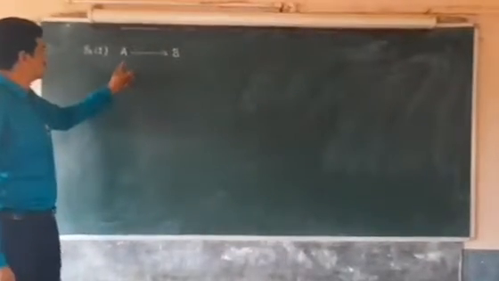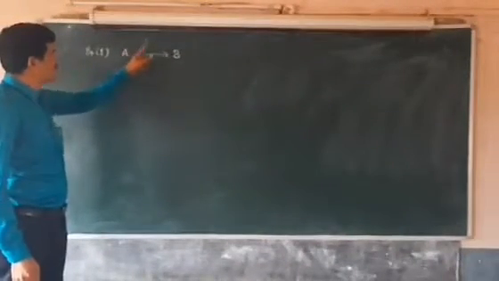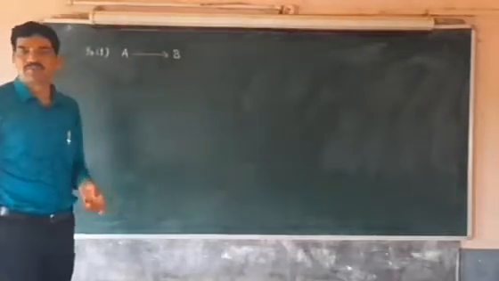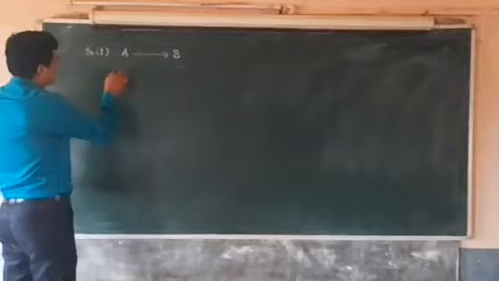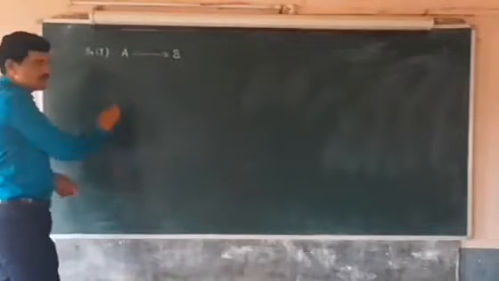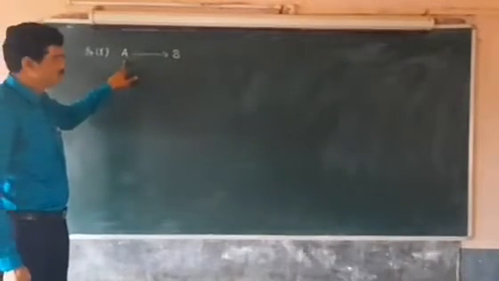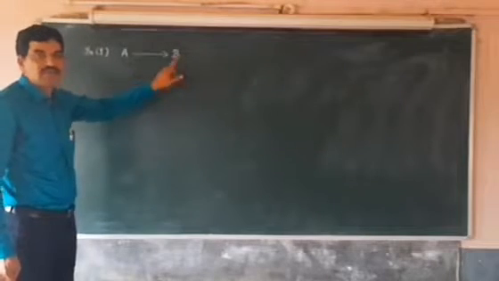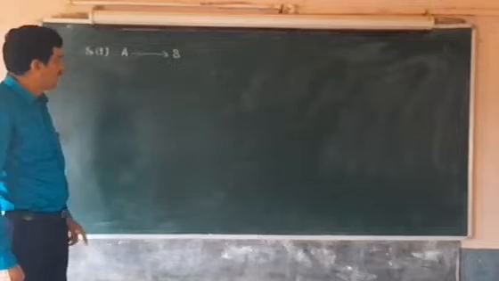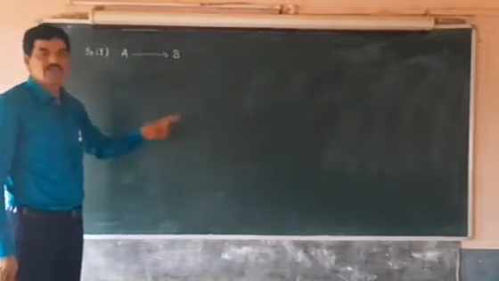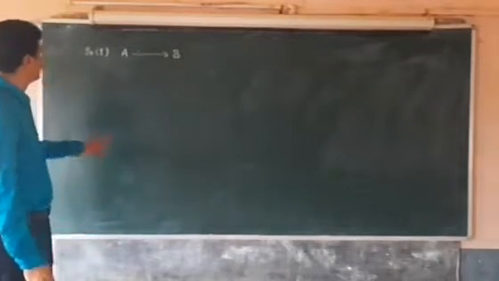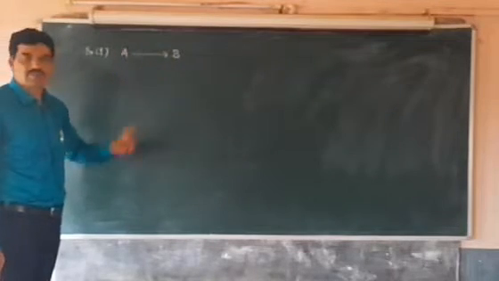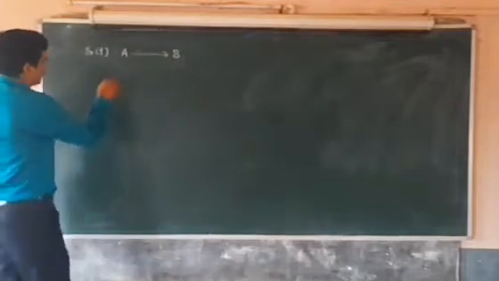In this reaction, the stoichiometric coefficients of the reactant and products are equal, and therefore the rate of consumption of reactant A and the rate of formation of the product B are equal, and the rate of the reaction is also equal to the rate of consumption of the reactant and rate of formation of the product.